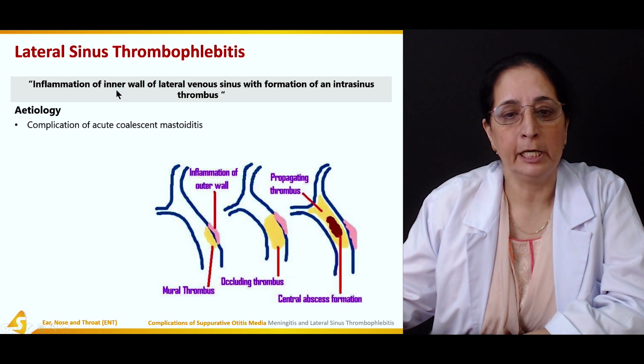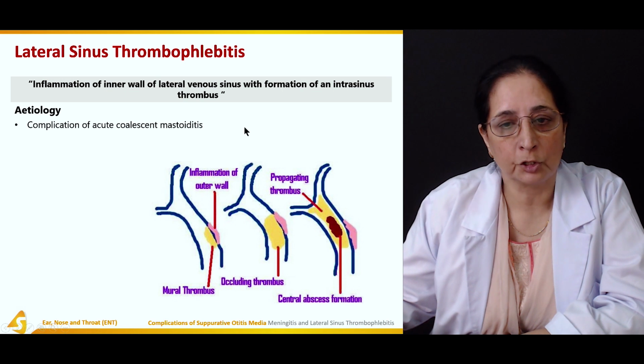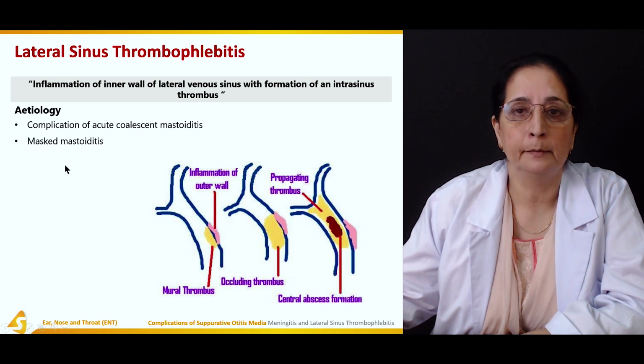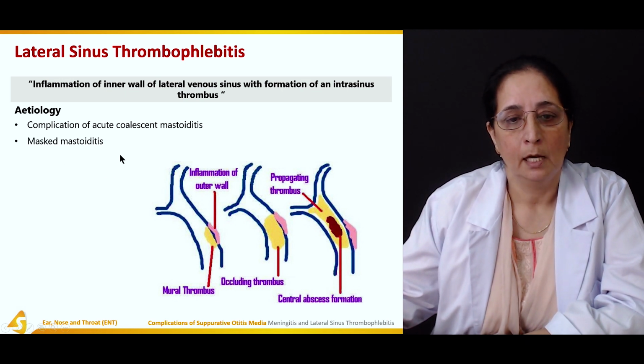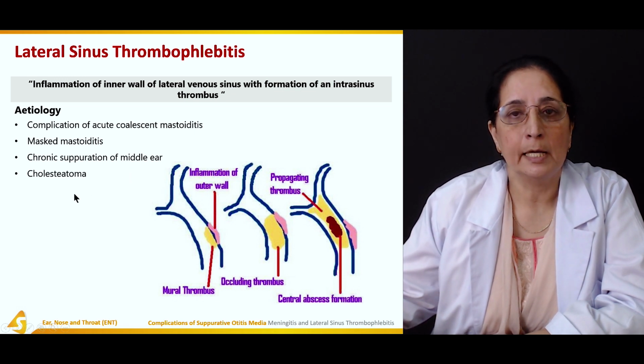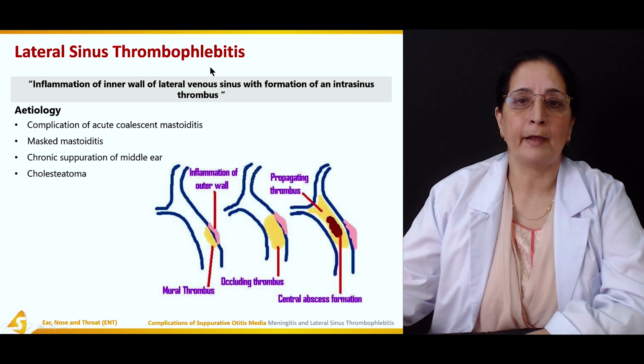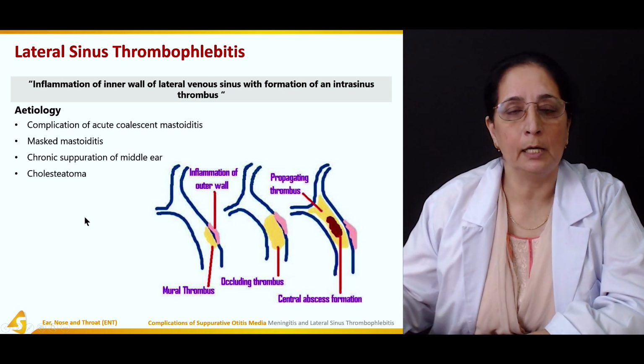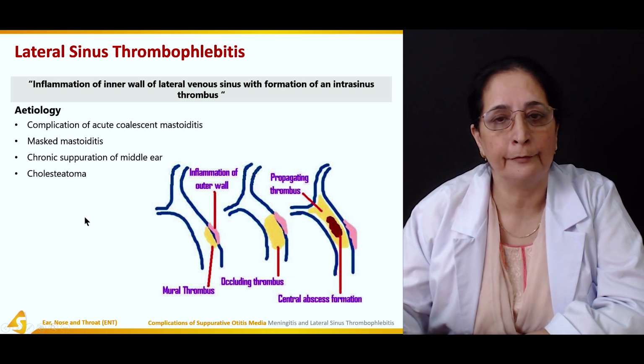Etiology is complication of acute coalescent mastoiditis, chronic suppuration of middle ear, cholesteatoma. So all these are the factors that can lead to lateral sinus thrombophlebitis.